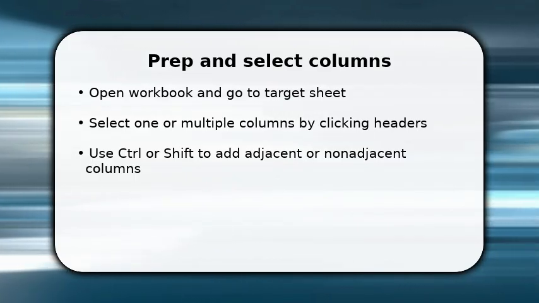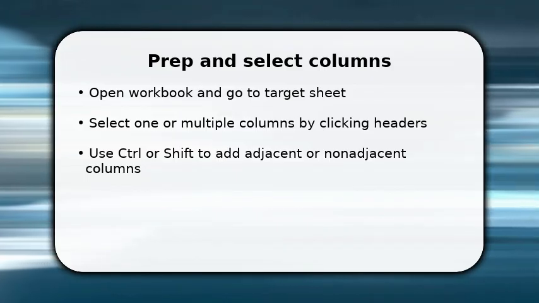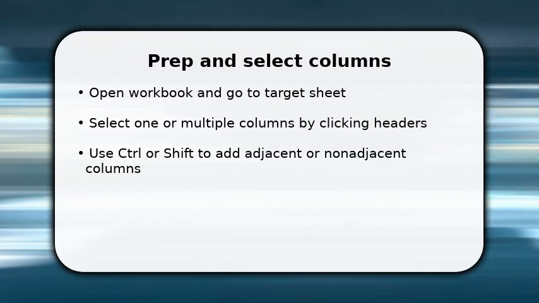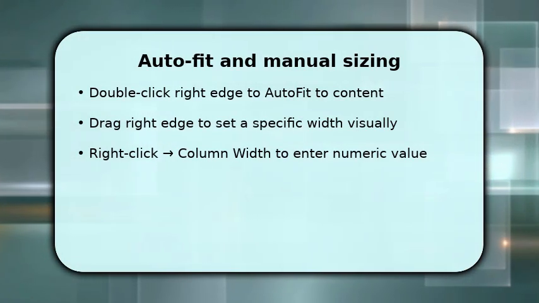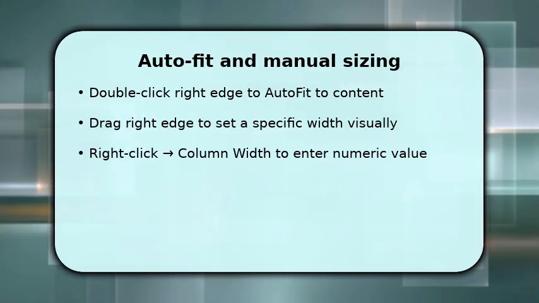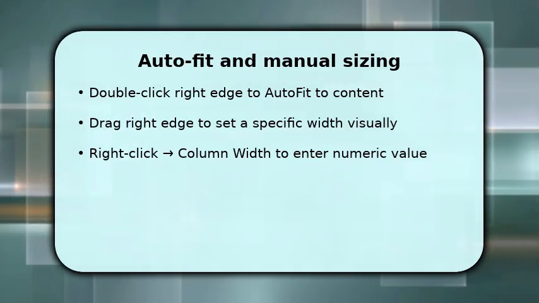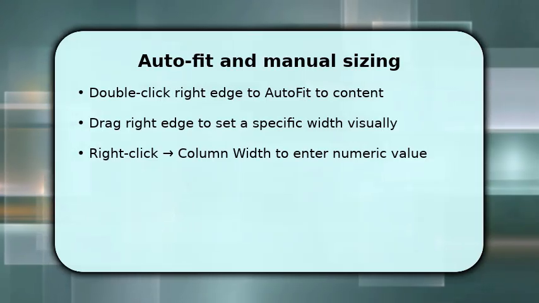Make sure cells are unlocked if protected, otherwise changes won't apply. Once the correct columns are highlighted, you're ready to change width manually or use automatic sizing to match content precisely. Once columns are selected, double-click the right border of any selected header to auto-fit widths to the longest cell. This is fast and preserves content visibility.